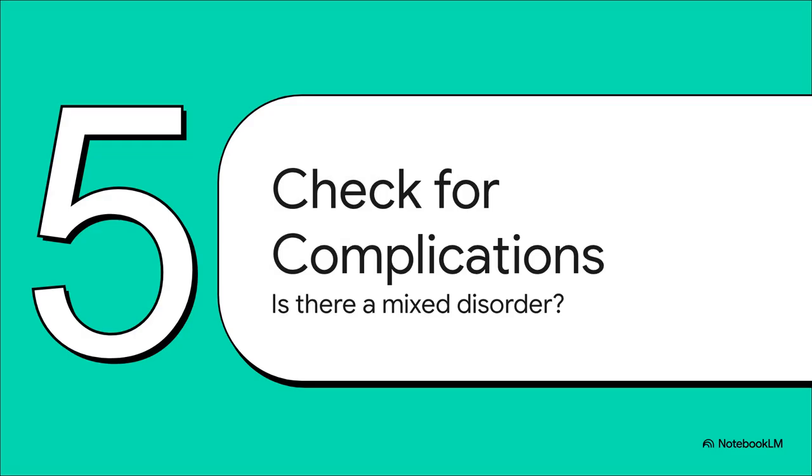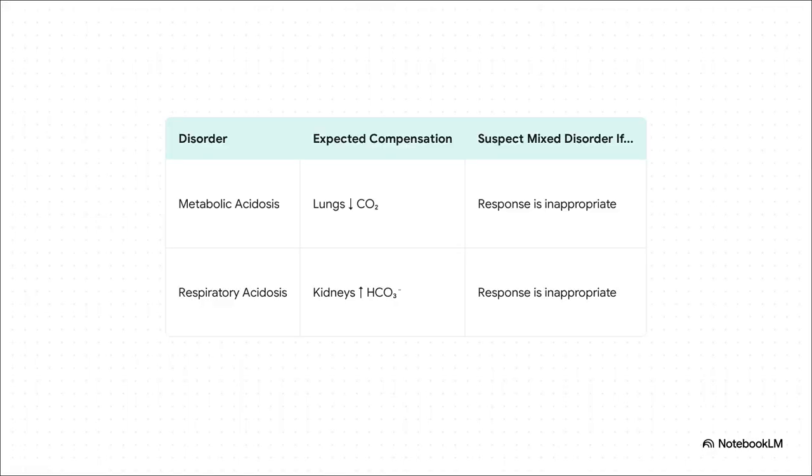Okay, so we've identified our primary suspect. But any good detective knows that cases are rarely that simple, right? We have to check for accomplices, for complications. We have to ask, is there a second, hidden disorder at play here? To figure this out, we check for compensation. See, the body is smart. It's always trying to fix the imbalance.